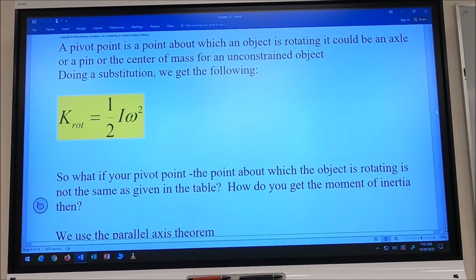Since the pivot point is a point about which the object is rotating, it could be an axle or a pin or the center of mass if it's unconstrained. So we have kinetic energy of rotation is 1/2 I omega squared, if you know where the pivot point is.